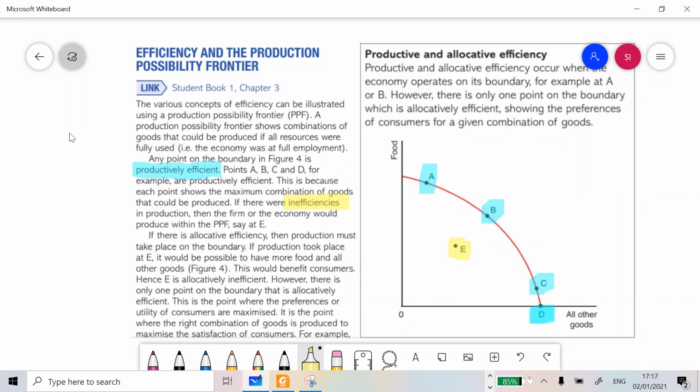However, there is one point on the boundary that is allocatively efficient. This is the point where the preferences or utility of consumers are maximized. It is a point where the right combination of goods is produced to maximize the satisfaction of consumers. So those are the points they talk about, A, B, C, D.